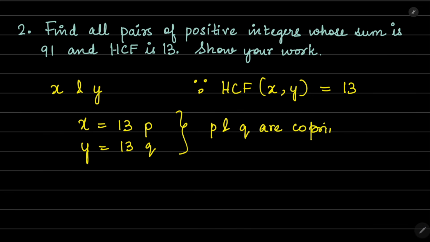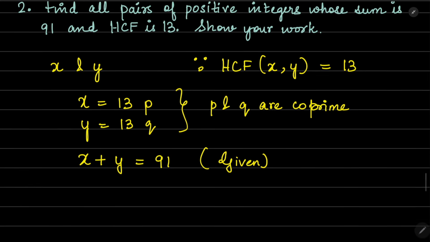What do you mean by coprime? The numbers that have only 1 as a common factor. So x is the number, y is another number, and P and Q are coprimes. So this is the first thing. Now what else are you given? You're also given for those positive integers, the sum is going to be 91. So you are given x plus y is equal to 91.